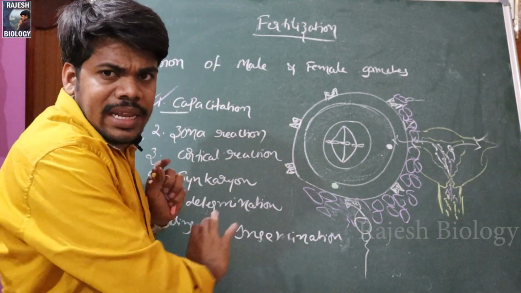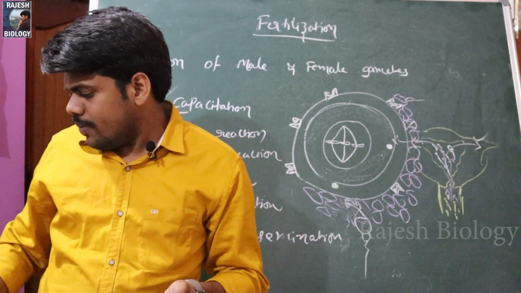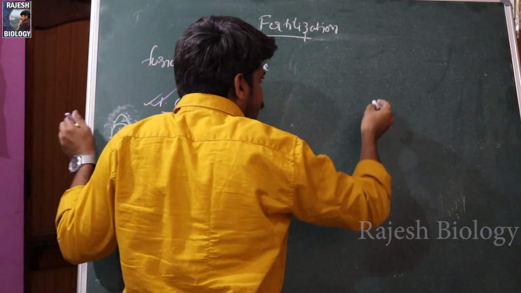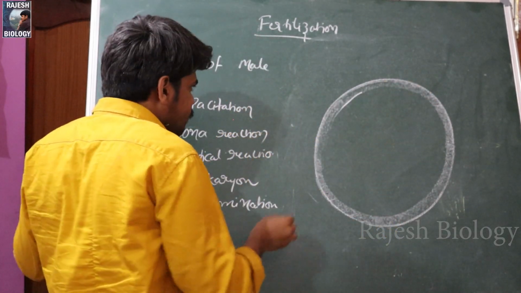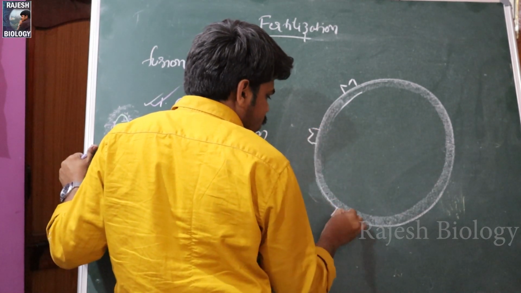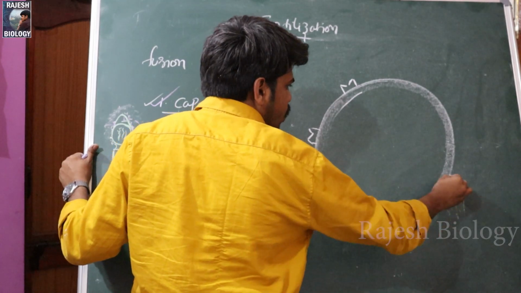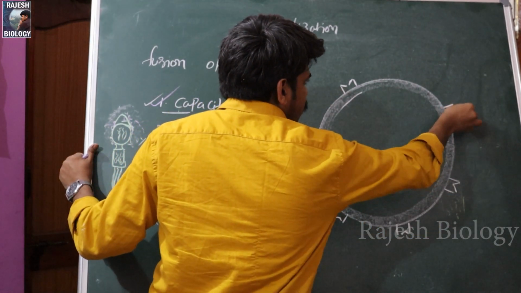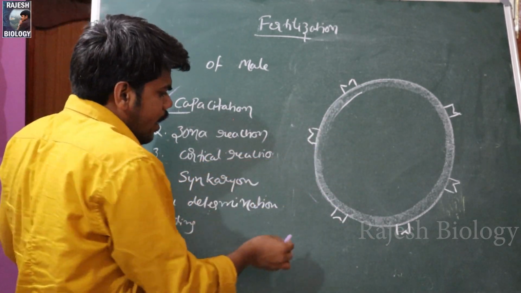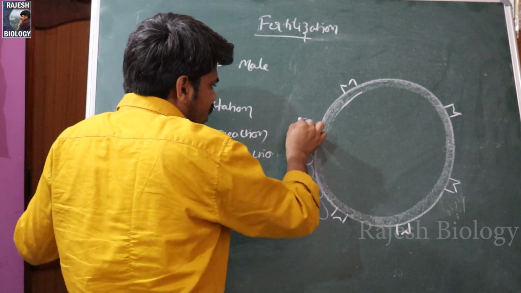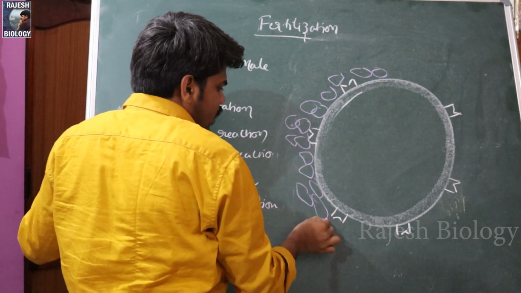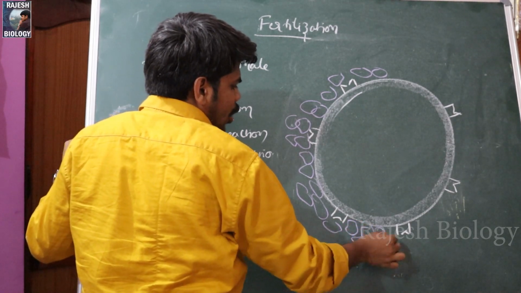For that, I'll do one thing. I'll erase this and I'll redraw the diagram in a clear manner. So first of all, I'll draw this zona pellucida. Zona pellucida has the special receptors for sperm cells. Here only the sperm cells can bind, this type of receptors are present around the zona pellucida, and all these are covered by the follicular cells. These follicular cells are called what? Corona radiata, and this corona radiata has the hyaluronic acid.